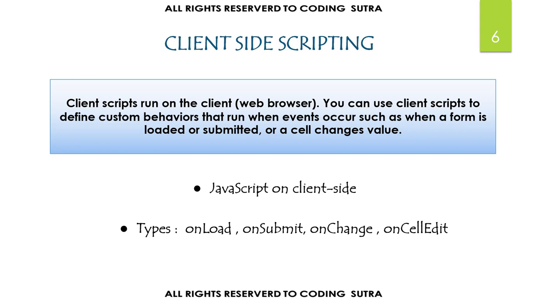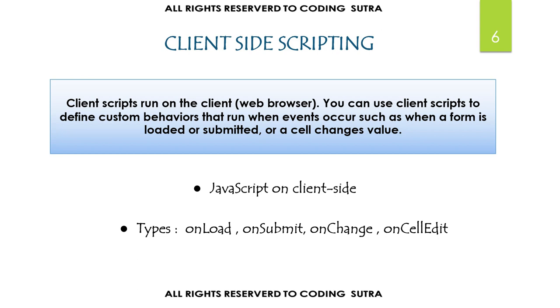And the other part of the definition is event. Events such as onLoad, onSubmit, onChange, onCellEdit. Basically, these are the types of client scripts. onLoad when the form is loaded, onSubmit when the form is submitted, onChange when a field on the form changes value, onCellEdit when a cell present in the list view changes value.